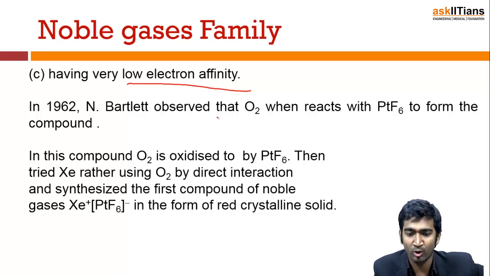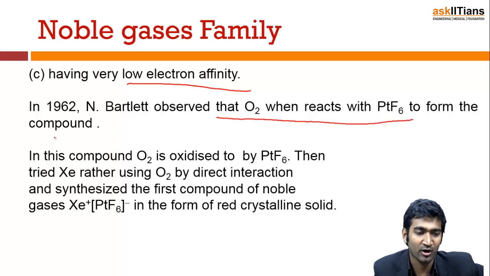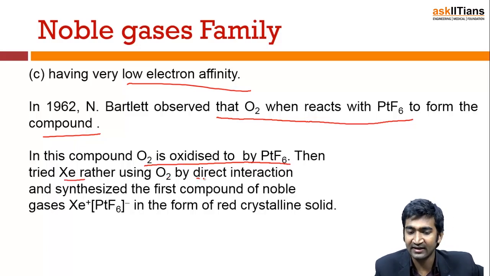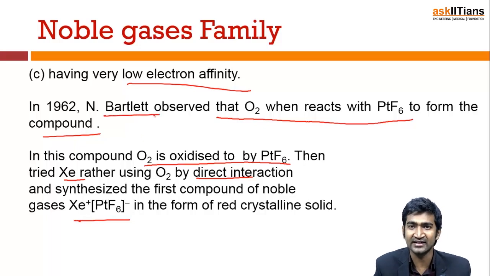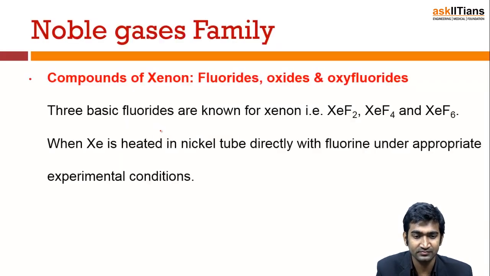But Bartlett observed that when O2 reacts with PtF6, it forms a compound. So O2 gets oxidized by the PtF6, then he tried xenon, rather than O2, by direct interaction, and the first compound which was obtained of a noble gas was Xe+PtF6- in the form of a red crystalline solid. So Bartlett proved that it's not the case that they cannot react, okay, they react in some situations. So compounds of xenon may be fluorides, oxides and oxyfluorides.